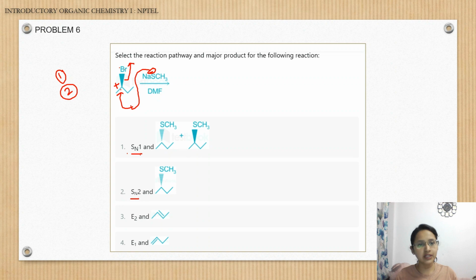So is the difference between SN1 reactions and SN2 reactions clear? Or do I have to repeat?